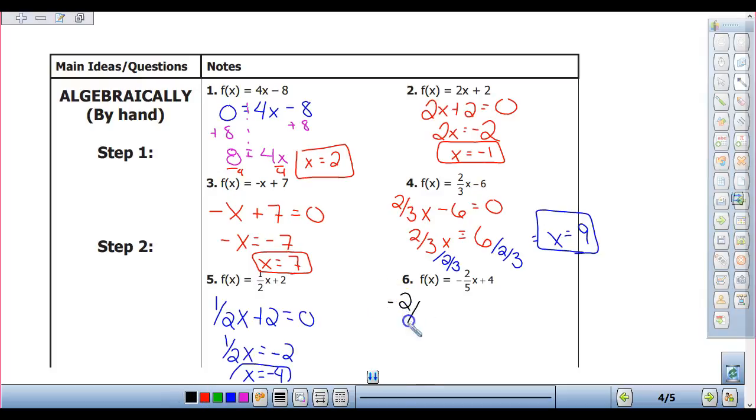So -2x plus 4 equals 0. -2x equals -4. Negative divided by negative is going to be a positive, so we're going to end up with x equals 10. Very good.